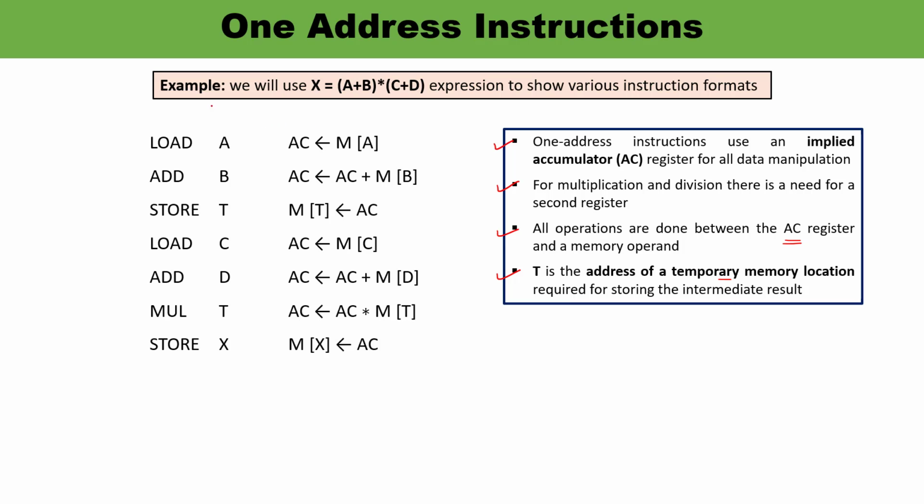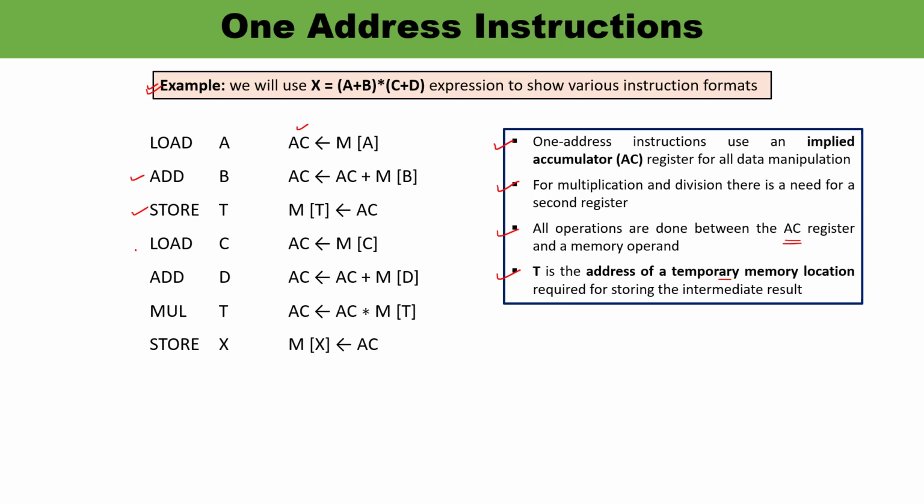So now let us have a look at this particular example. This is a one address instruction. Only one address field will be available over here, right? So first load A, the content of A will be copied into the accumulator. Add B, right? So adding the content of B into the accumulator, and the result is already available in the implied accumulator, which is AC. Then store T. T is the temporary location, temporary address. So copying the content of AC into this particular memory location.